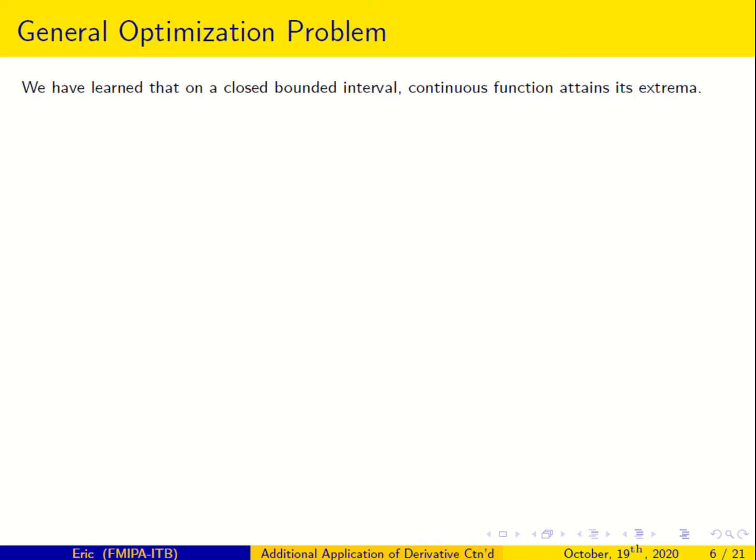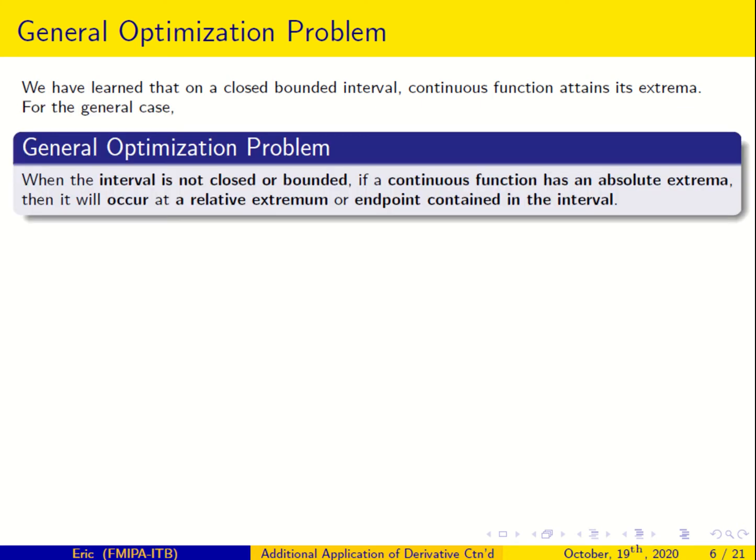This is what we usually call the general optimization problem. We have learned this, and what about an interval that is not closed or bounded? When the interval is not closed or bounded, and f is a continuous function that has an absolute extrema, then it will occur at a relative extremum or an endpoint contained in the interval.